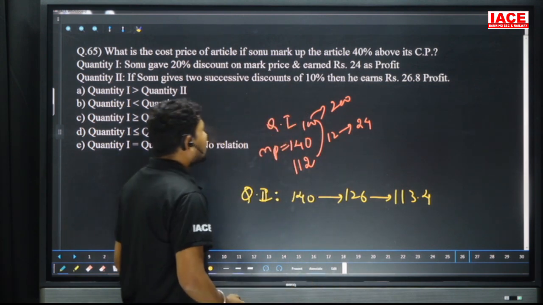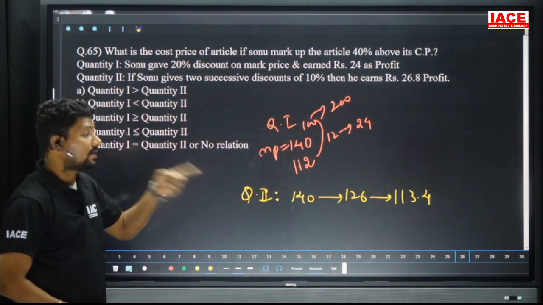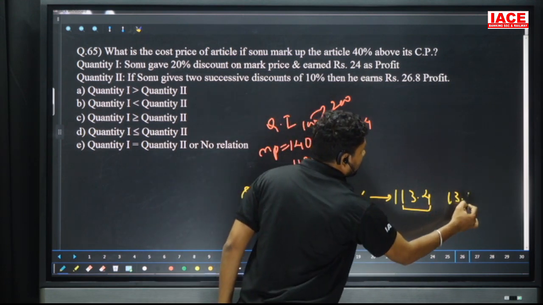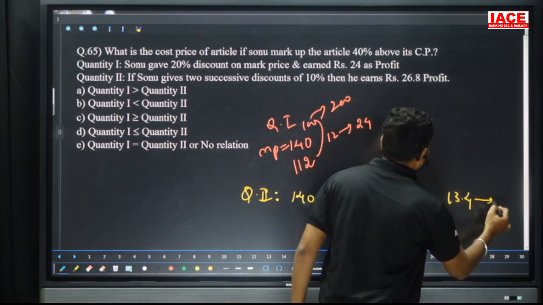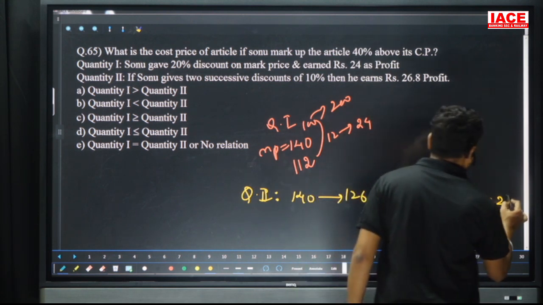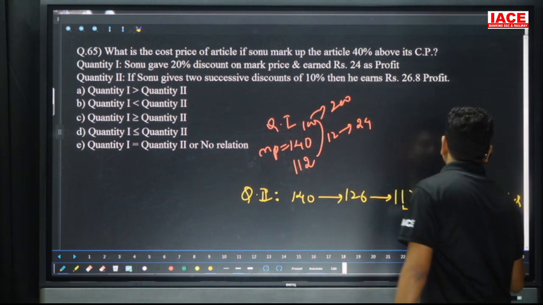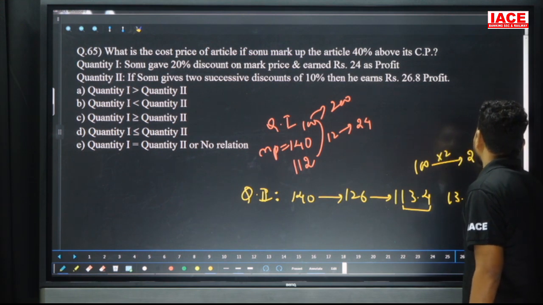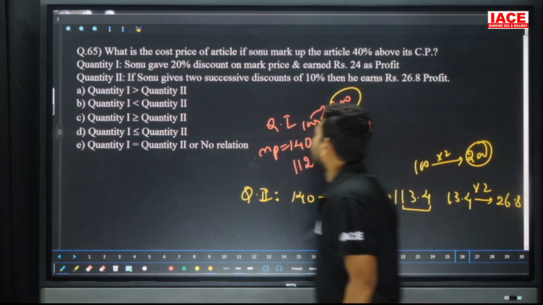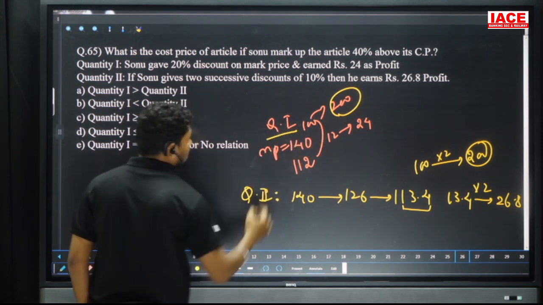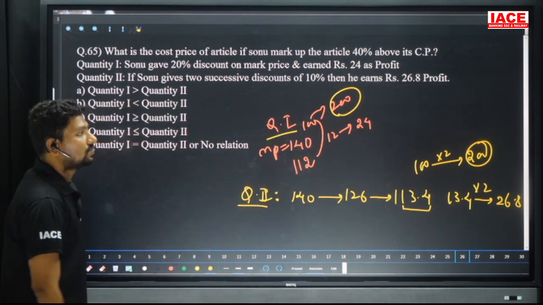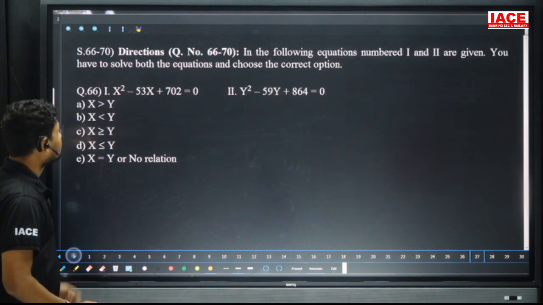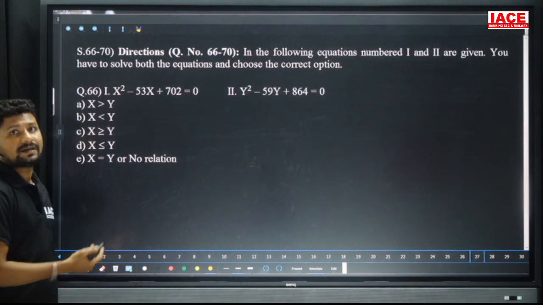113.4. Basically the cost price is 100 rupees. 100 rupees became 113.4 rupees, which means how many rupees extra? 13.4 rupees extra. Then 13.4 is equal to 26.8, it is a double. Then the cash price we already know is 100, 100 into 2 is equal to 200. Here is 200, here is also 200. That means for quantity 1 the cash price is 200, and for quantity 2 also the cash price is 200. So both are equal. The option is E.